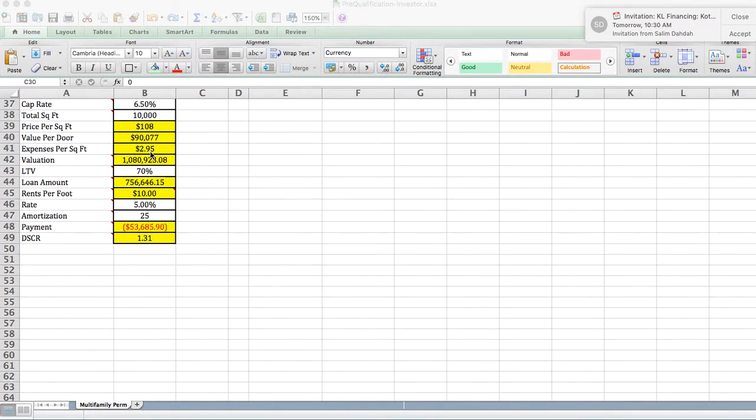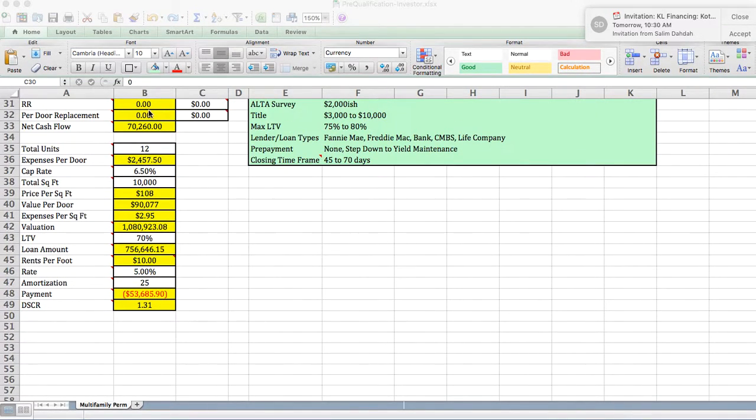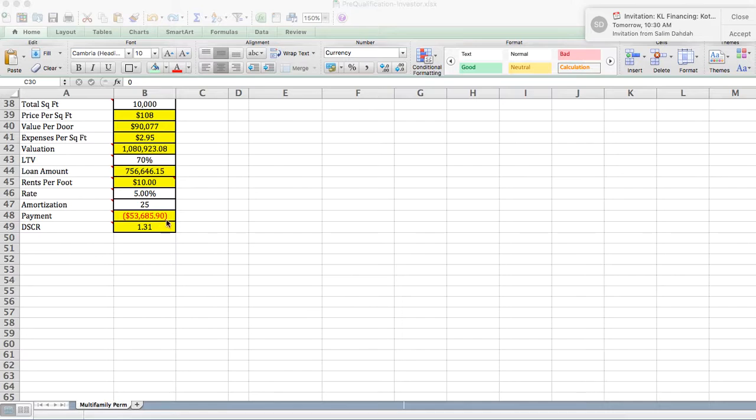Valuation actually takes the net cash flow, it divides it by the cap rate to give you the valuation. So think in terms of the lower this number, the higher this will be, all other things being equal, meaning this stays the same. As this moves up, so if it was 7.5, 8.5, then this number will start to go down. So there is a sort of a negative correlation between the two.